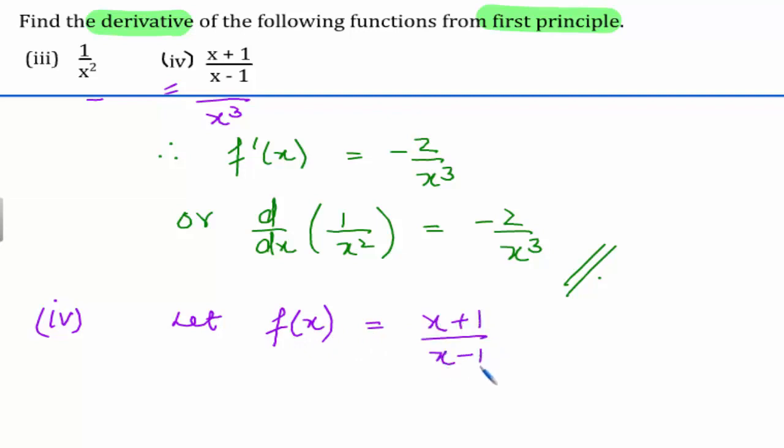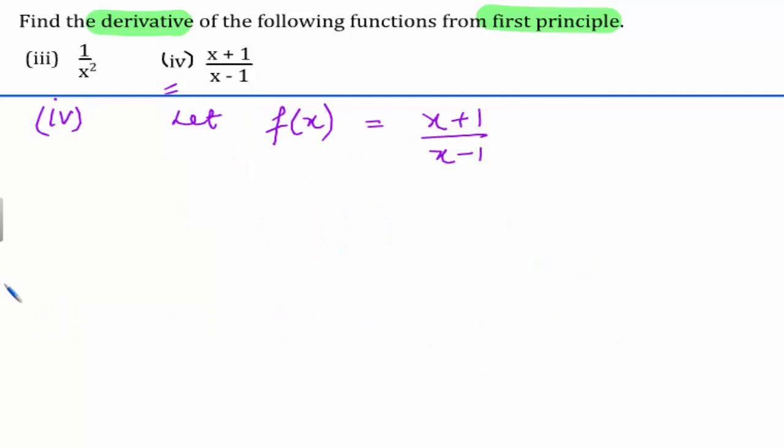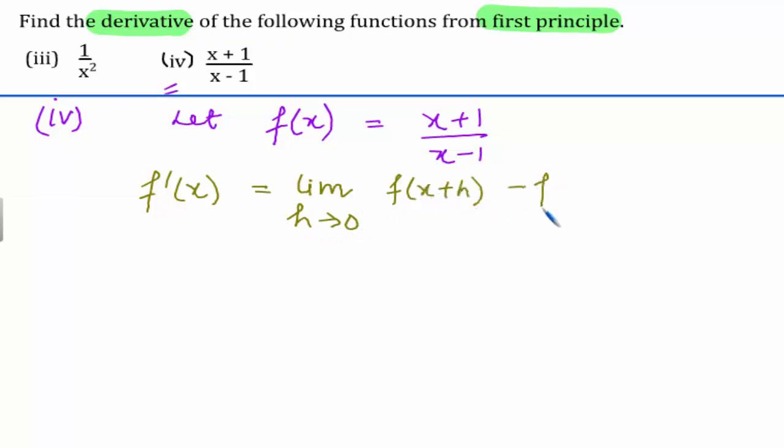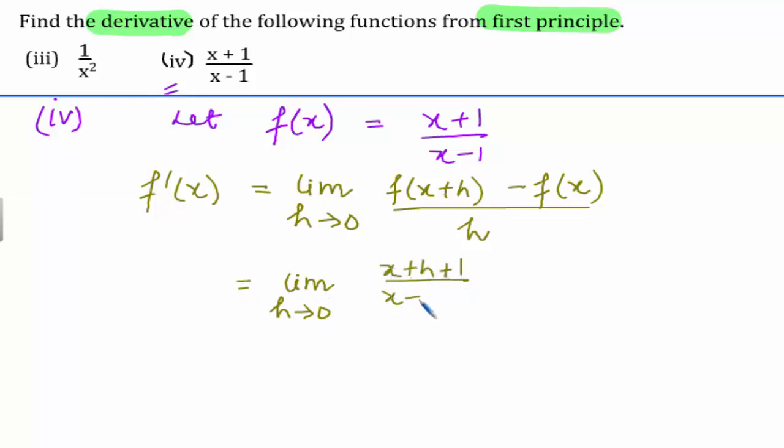Now we know that from the first principle, f dash x is given by limit as h tends to 0, f of x plus h minus f of x divided by h. So this is further equal to limit as h approaches 0, x plus h plus 1 divided by x plus h minus 1, minus of x plus 1 divided by x minus 1, whole divided by h.